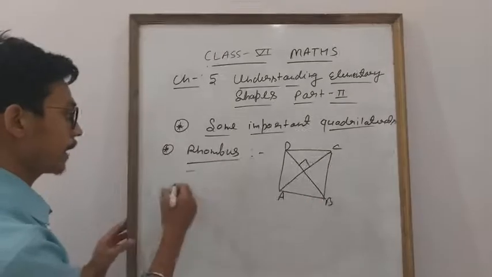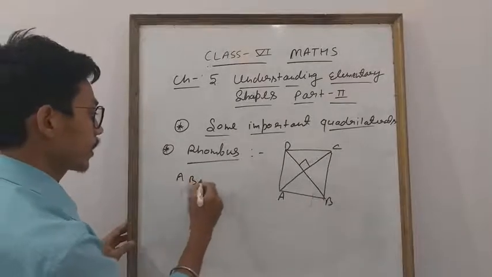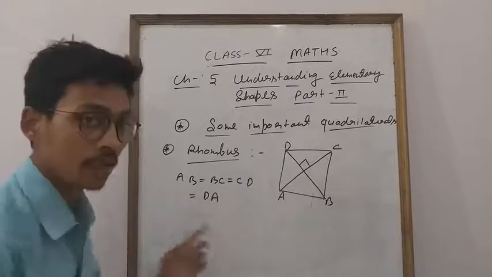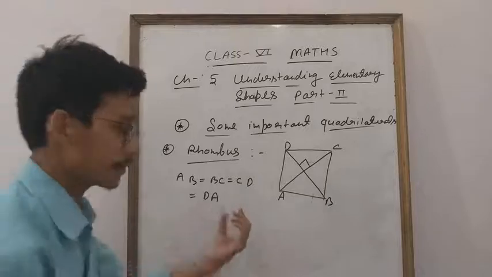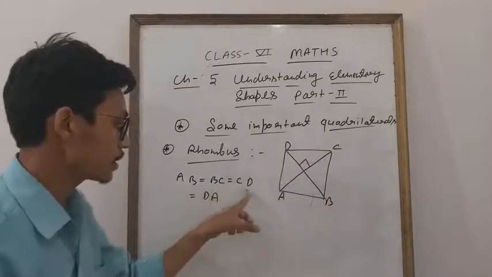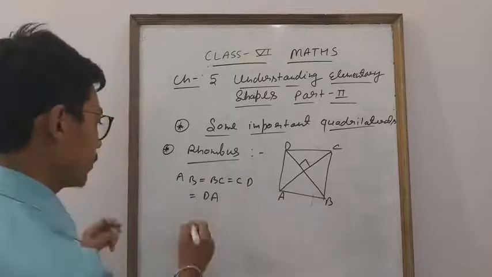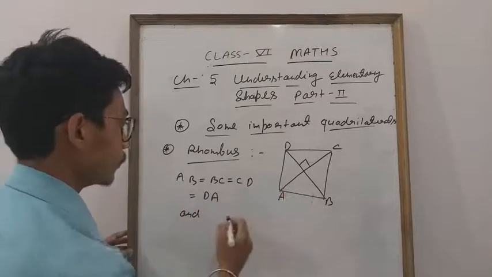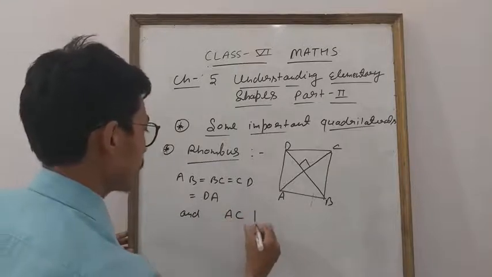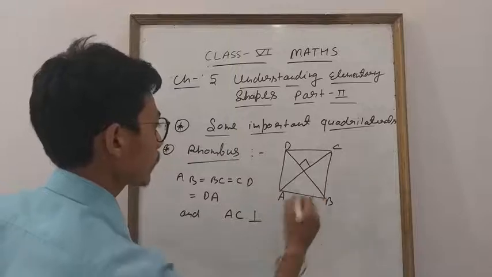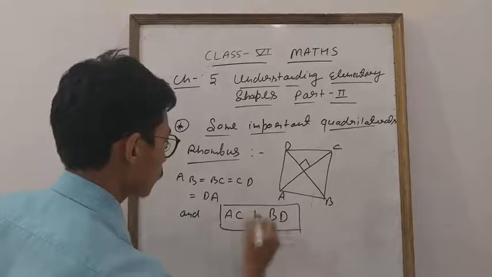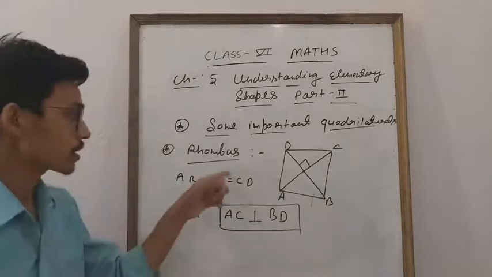So here you will write down AB equal to BC equal to CD equal to DA. What is the meaning of this? It means the special property of rhombus is that all sides are of equal length. See, AB equal to BC equal to CD equal to DA, and one important property, students, is that AC is perpendicular on BD.